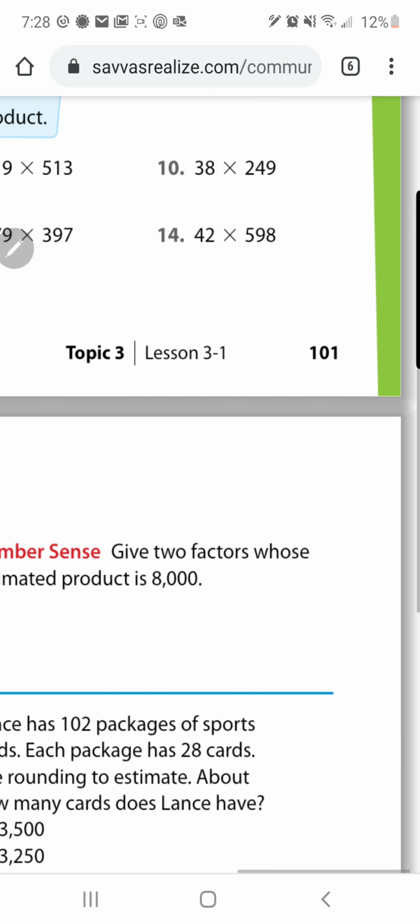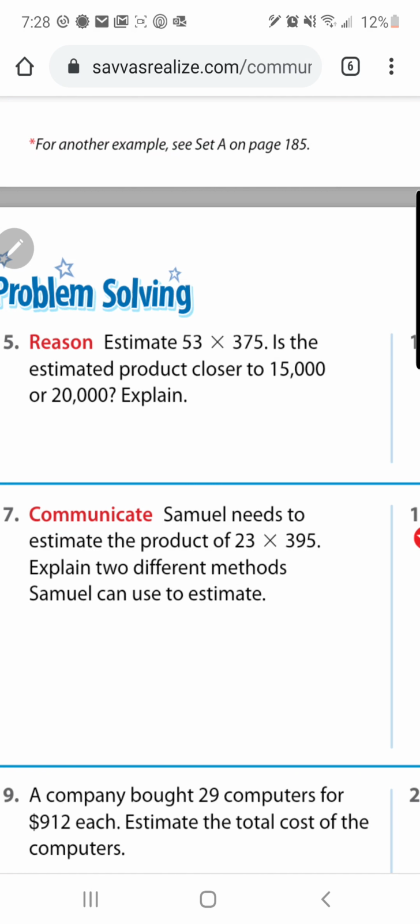Number 7, again, it says estimate 53 times 375. Is the estimate product closer to 15,000 or 20,000? Well, let's just look at that problem. We got 3, so that stays to 50. And then this 7 tells me to move that 3 to 400. So you guessed it, right? You got your 3 zeros on the side, and 4 times 5 is 20,000. So our product is closer to 20,000.